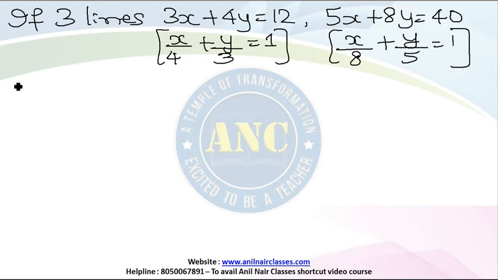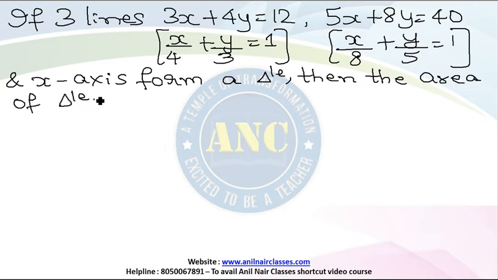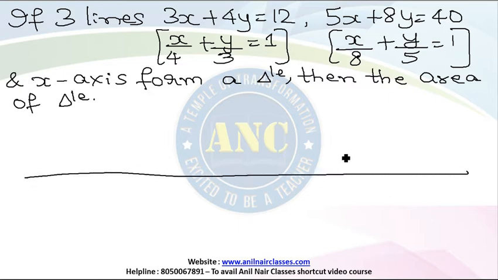And the third line is the x-axis. If these are the three lines forming a triangle, then find the area of the triangle. The question is exactly the same as the previous one, but the line equations are different. Now everyone listen carefully, sir. I want to find the area of the triangle. Let me write the coordinate axis for you people for better understanding.